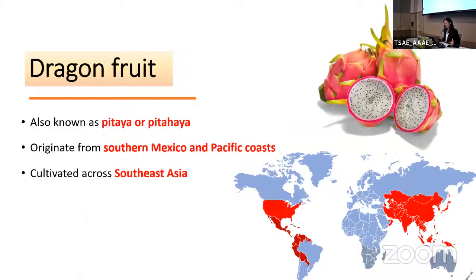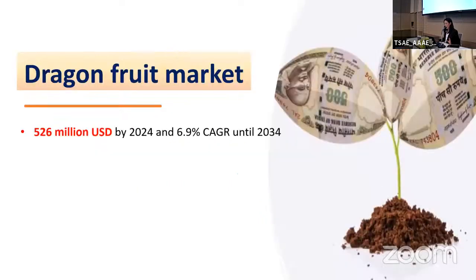So first, why dragon fruit? Dragon fruit, also known as pitaya, comes from several different cactus species, and it originates from southern Mexico and the Pacific coast of Guatemala and El Salvador, and is also cultivated across Southeast Asia. And the dragon fruit peel market is about 526 million USD by 2024, with a compound annual growth rate of 6.9% until 2034.